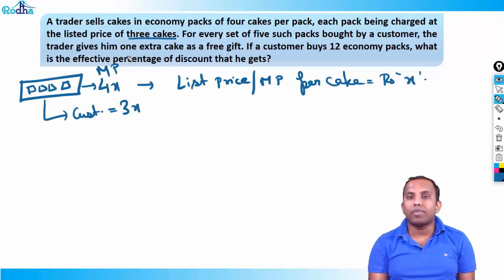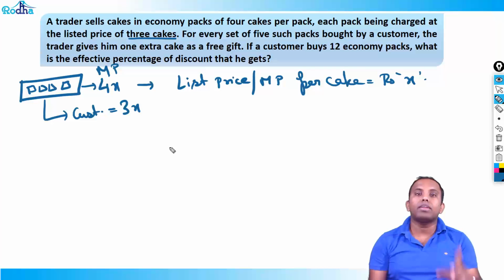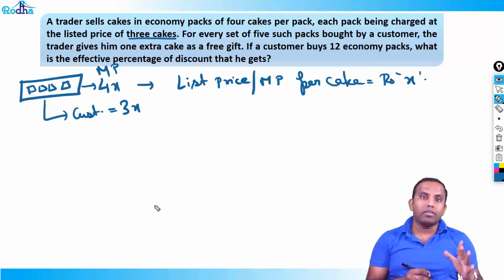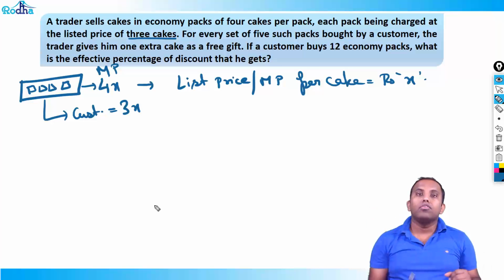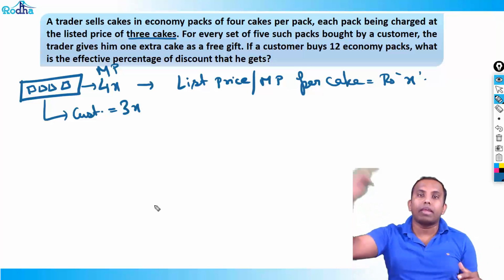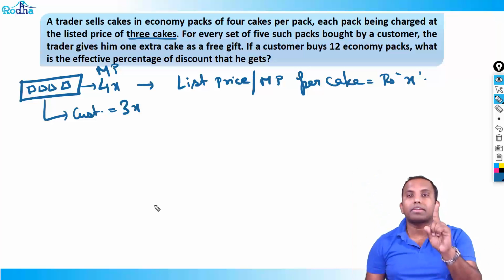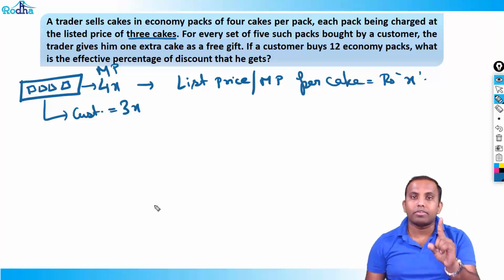And when he buys 5 such packets, he gets 1 cake free. So don't get confused between packets and cakes. One pack contains 4 cakes. 4 cakes is being sold at the price of 3 cakes. And on buying 5 such packets of 4 cakes, he will get 1 extra cake free. Not 1 extra pack. 1 cake as free. Just one single piece. Okay.